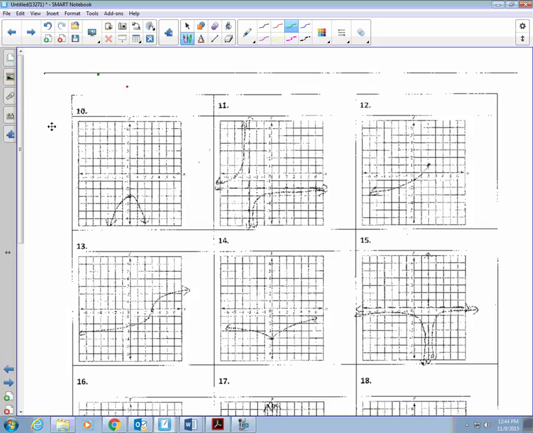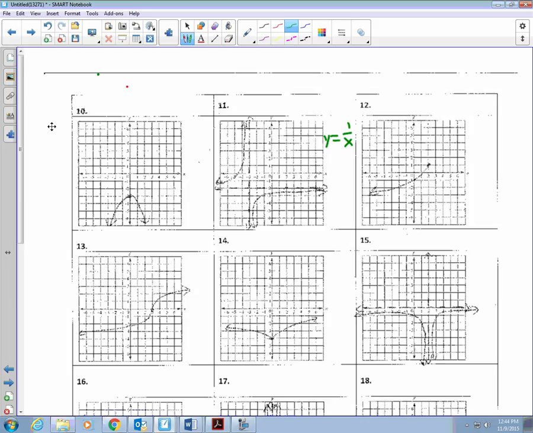How about 11? What's the parent function? Not 10, 11. What would the parent function be for 15? 1 over x squared, because if they're both going down or they're both going up, then it's got to be a squared or a fourth or something to an even power. If they're going in opposite directions, then it's an odd power. That's the way it works.